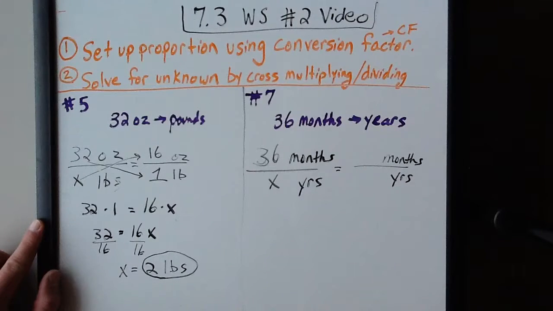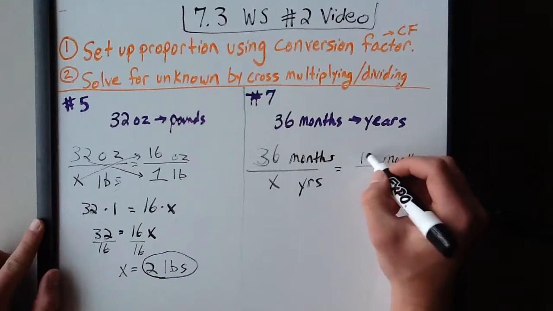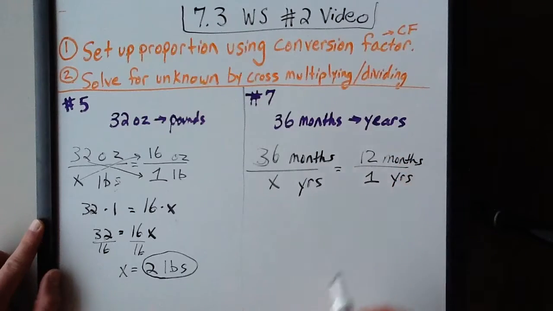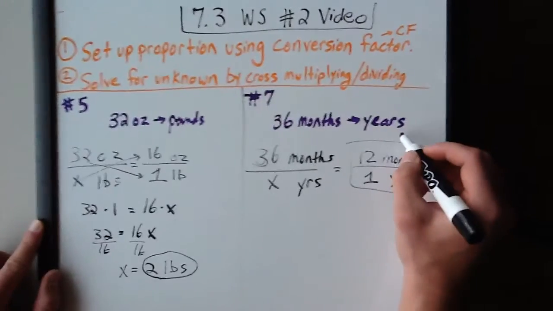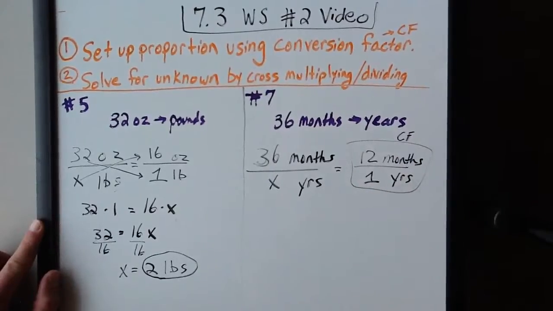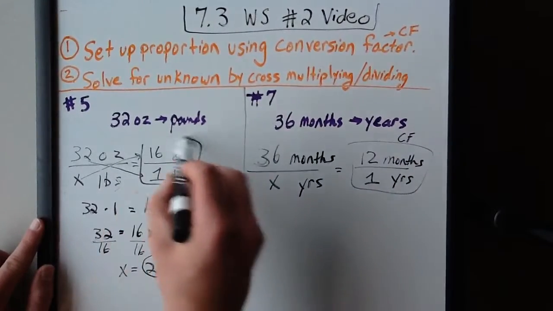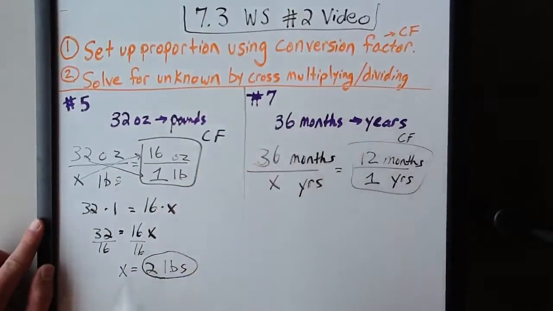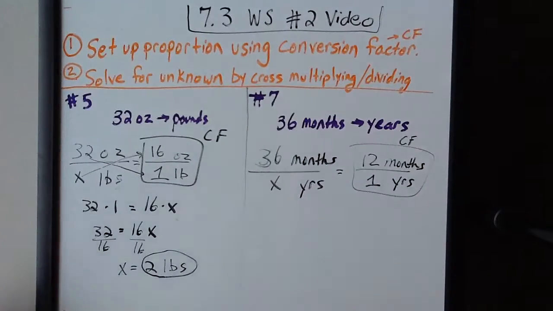Okay, so how many months are there in a year? There are 12 months in 1 year. So this right here is my conversion factor. I'll call it CF. Just like over here, 16 ounces in 1 pound, that was my CF, my conversion factor. I've set up my proportion.